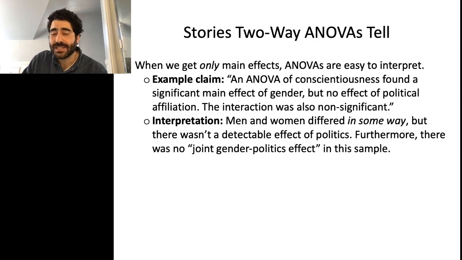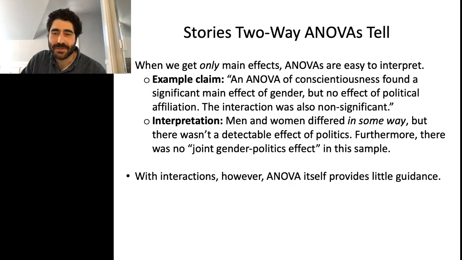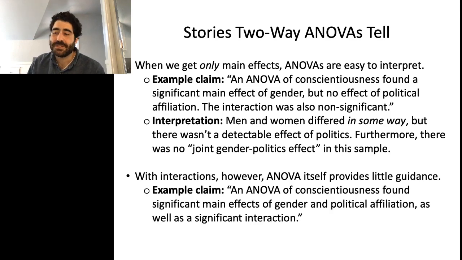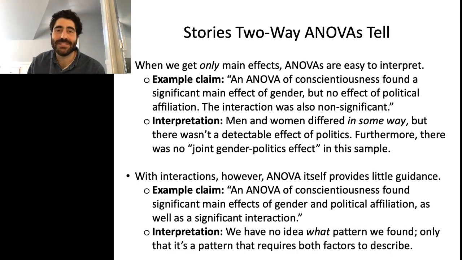But when you get these interactions, it can be a little hard to interpret what this actually means. So, for example, let's say there are main effects of gender and political affiliation and an interaction. That basically doesn't tell us anything about how conscientiousness is actually different. It just says that there is some kind of significant pattern here, right? There's some overall difference in conscientiousness across gender, some overall difference across political affiliations, and there are also some gender-affiliation combination specific conscientiousness scores. But the ANOVA itself doesn't tell us which scores are higher and lower.